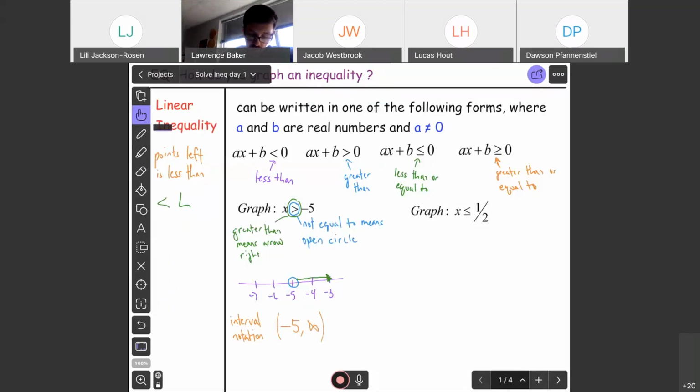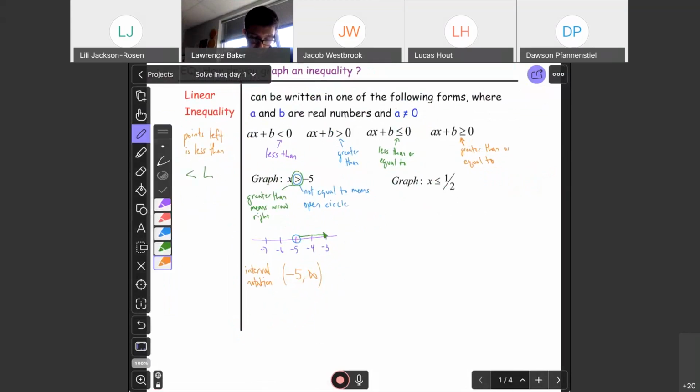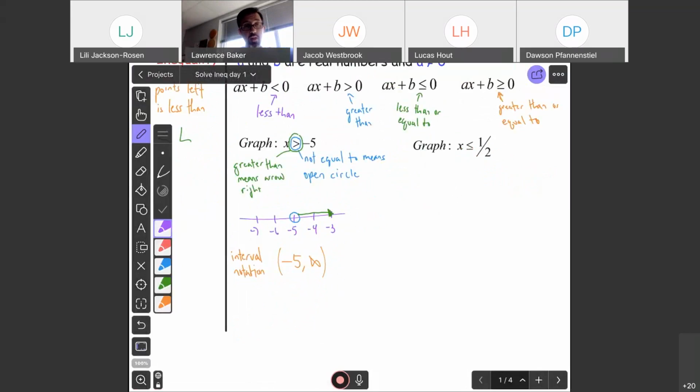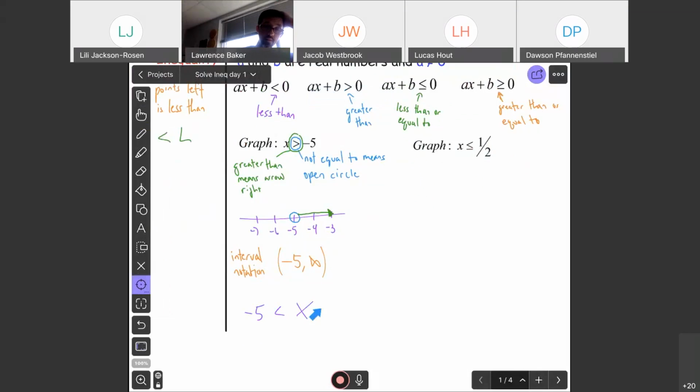Somebody in first hour asked a question, which I think is a good question to just talk about really quickly. They said that you always draw the arrow in the same direction that it's pointing here, right? And yes and no, okay? It depends on how you write the problem. I don't like reading problems like this. It's harder for me to understand it when I put the number first and then the variable. This makes less sense to me.